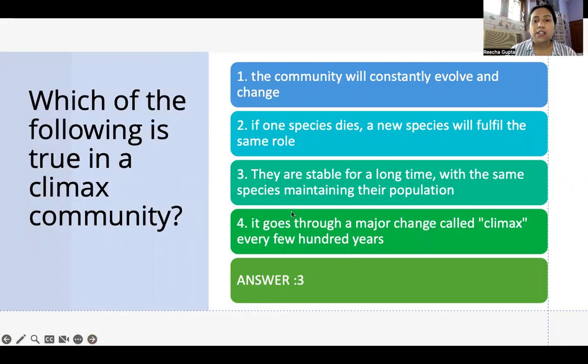For the next one, these are some of the questions I'm going to ask about. Which of the following is true in a climax community? First option: the community will constantly evolve and change. No, in a climax community we don't see this. It will not change. It will be a stable community. Second option: if one species dies, a new species will fulfill the same role. No, never. Then third: they are stable for a long time with the same species maintaining their population. Yes, correct. And then the option about a major change called climax every few hundred years. No, not every few hundred. So the answer will be the third one.